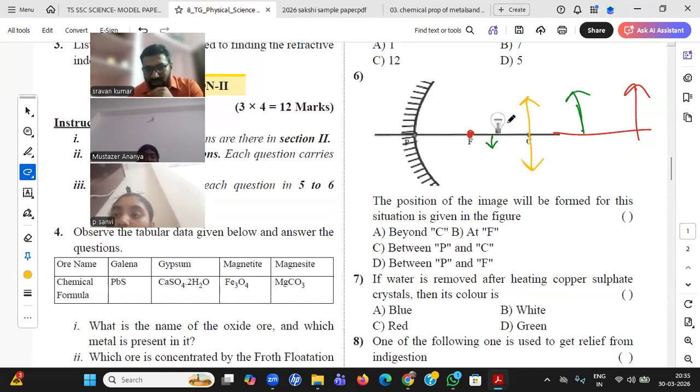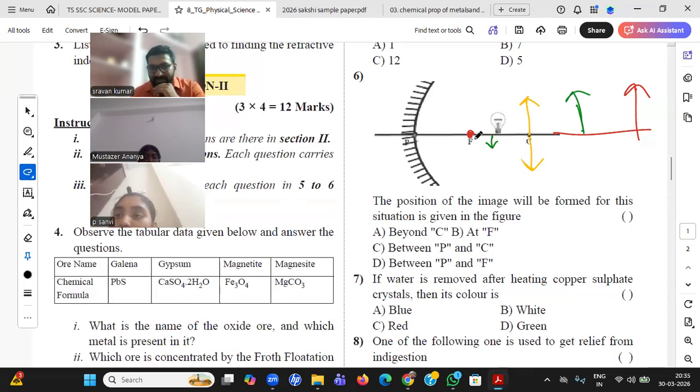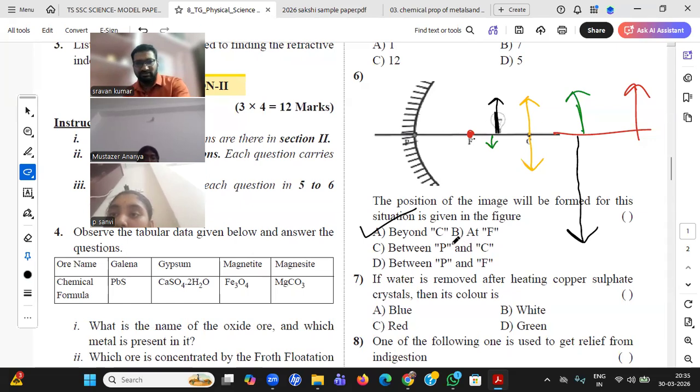Now you see, now where is your object? Your object is nothing but between C and F, it is here. So your image will be beyond C, something like this. And now it will be what? It will be magnified. It will be still erect, it will be magnified. So option A is the right answer, students. Option A is the right answer. Tanvi, you know all the cases, right? Yes, sir. Very good, very good. Right answer, beta.